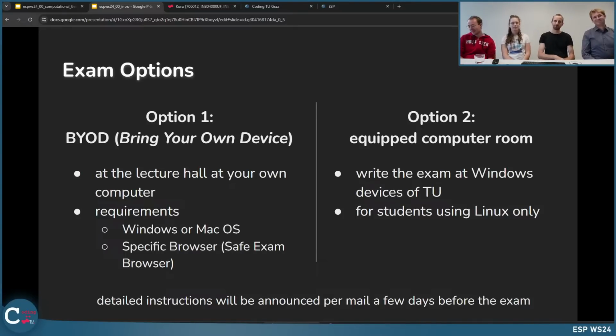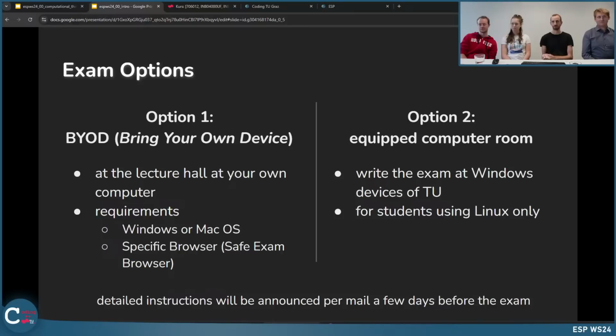We have the bring your own device option and the equipped computer room option. So you have to write the exam on the computer and in a safe environment called the Safe Exam Browser. And this Safe Exam Browser unfortunately only works for Windows and Mac. So if you have a Windows or a Mac PC, then everything is good. You can install the Safe Exam Browser and you can come to the lecture hall and write the exam on your own device.